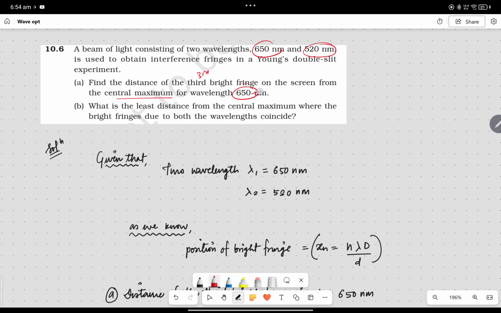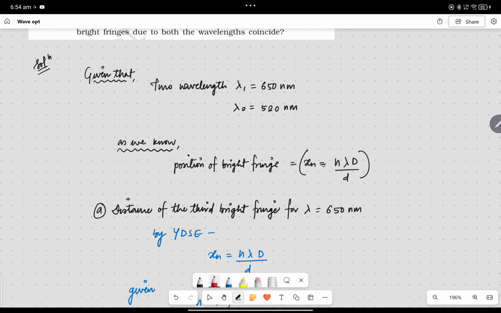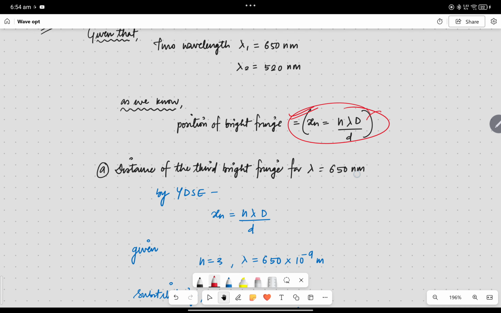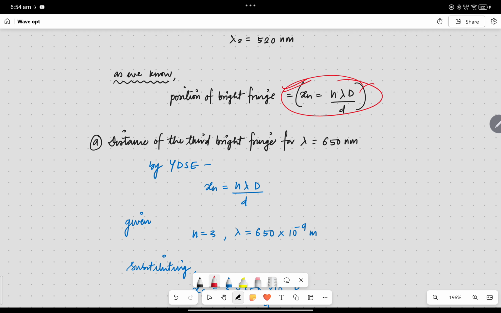So when we are using the wavelength of 650 nanometer, what is the distance of the third bright fringe from the central maximum? So simple, the formula we know is xn equals n lambda D by d for bright fringes, right? That is the general formula for the position of a bright fringe. Using this, we have to solve the first question, that is the distance of the third bright fringe for lambda equal to 650 nanometer.